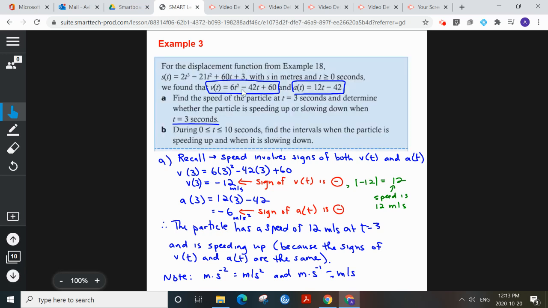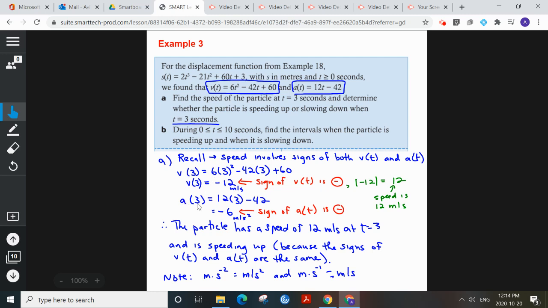Now, building on that same example, we're going to talk about finding the speed of the particle at 3 seconds, and determining if it's speeding up or slowing down, and then finding the intervals when the particle is speeding up and slowing down. So remember that to determine this, we need to find the signs of both the velocity and the acceleration. The sign of the velocity at time 3 is negative. It's negative 12 meters per second. And that means that the actual speed is 12 meters per second, but it's moving in a negative direction.